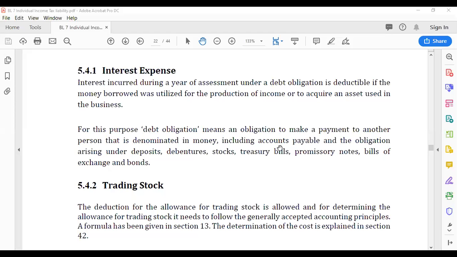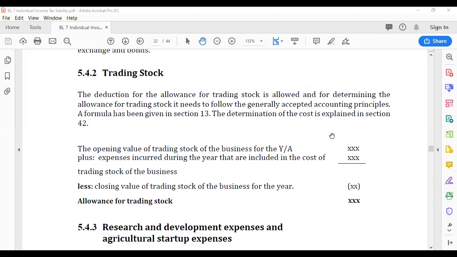Interest expenses. Today we will discuss other matters. Trading stock. The deduction for allowance for trading stock. What do you mean by trading stocks? Trading stocks mean inventory, right? Trading stock means inventory. Opening stock, closing stock, that sort of thing.